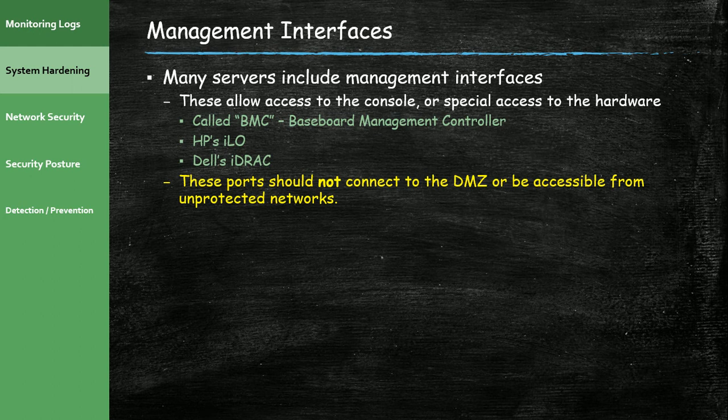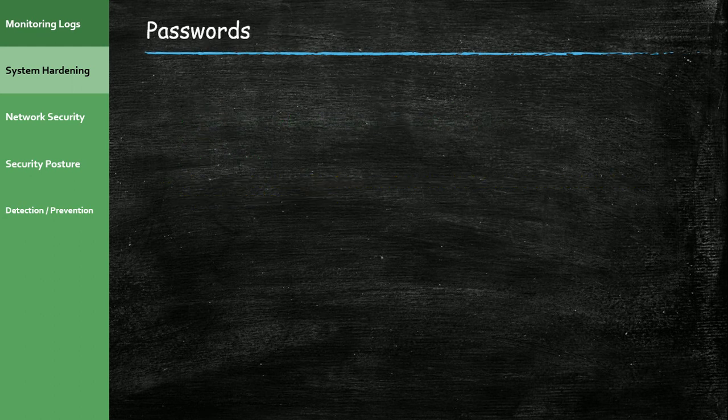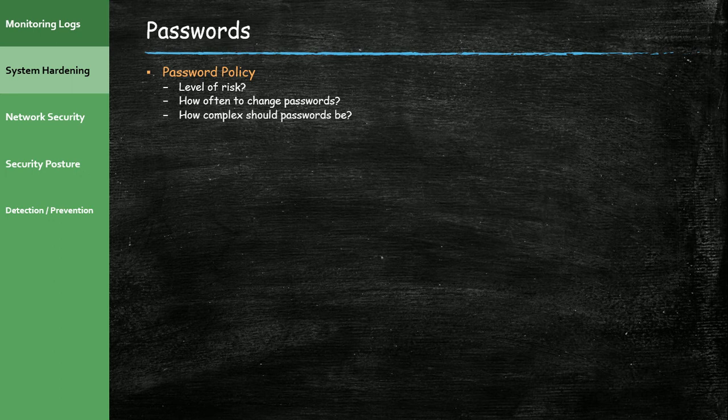So these management interfaces are important to know about, and important to know how to mitigate the risk from them. The next part of system hardening is making sure that we have good passwords. Your book talks about password policy, where we have to consider the level of risk. We also talk about how often passwords should be changed, how complex they should be, and then we also enforce and audit the compliance.